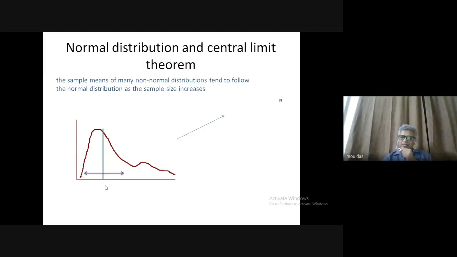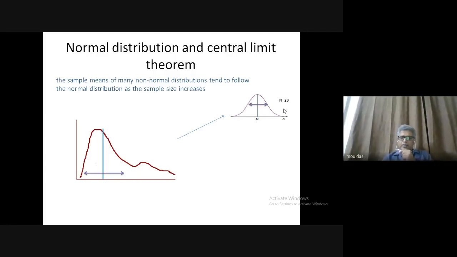Now, if you plot those means, you will get a normal distribution. The means of any haphazard or abstract distribution, if you plot them for an infinite or a very large number of times, will follow a normal distribution with a mean that is equal to the mean of the population. However, the standard deviation will be different.